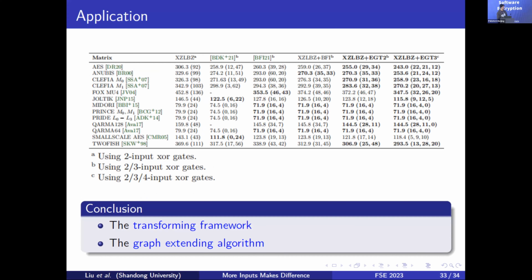We apply our method to many linear layers of the matrix, such as the AES, the Joltik, the Twofish, et al. For example, we see the AES. If we only use 2 input XOR gates, like the XZ, LBZ, the area is greater than 300. And if we use multi-input XOR gates, like the XZ, LBZ plus EJT3, the area is reduced to 243 areas.